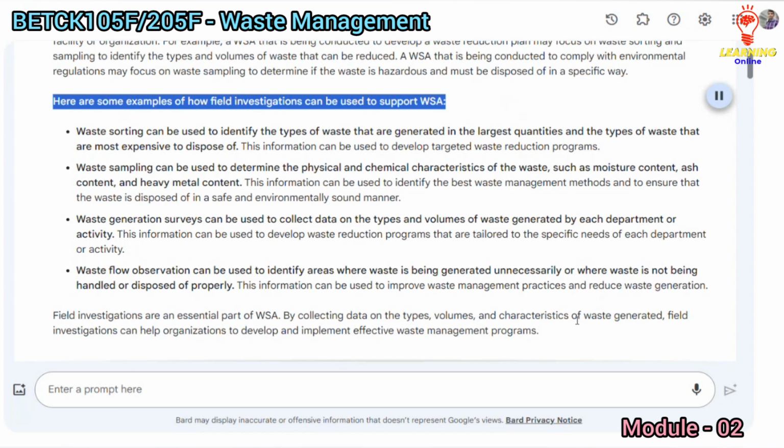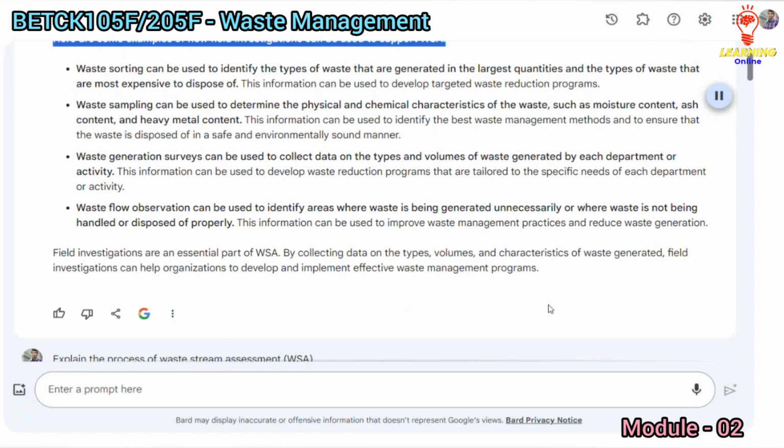Waste generation surveys can be used to collect data on the types and volumes of waste generated by each department or activity. This information can be used to develop waste reduction programs that are tailored to the specific needs of each department or activity. Waste flow observation can be used to identify areas where waste is being generated unnecessarily or where waste is not being handled or disposed of properly. This information can be used to improve waste management practices and reduce waste generation.